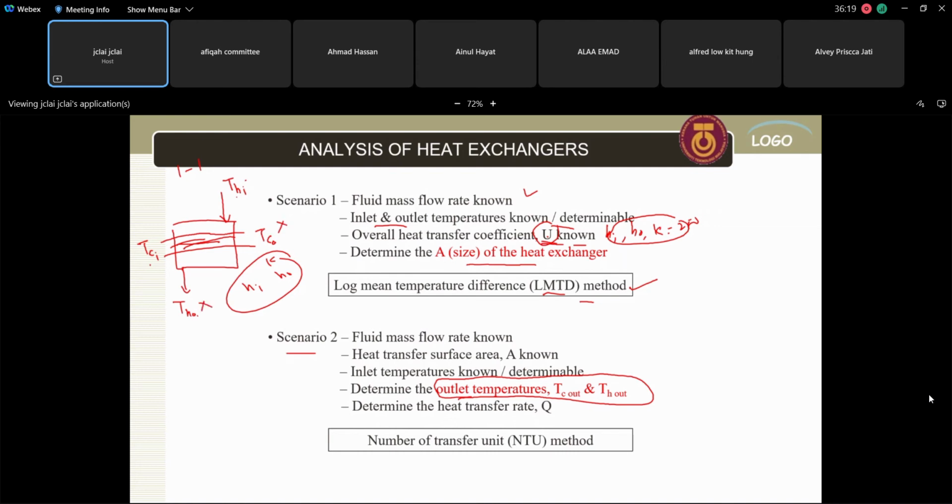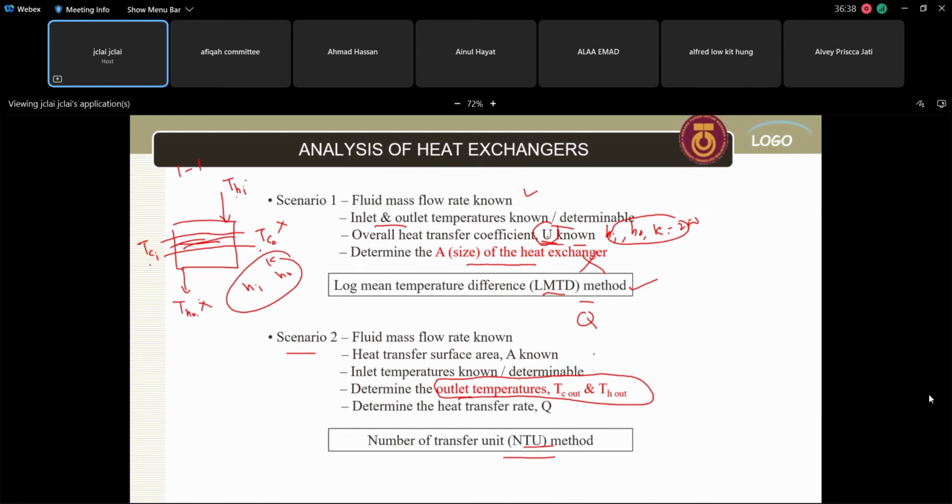Okay, because you cannot determine Q. You don't know the Q because both outlet temperatures are unknown. Okay, then in such a case, you have no choice. You cannot use the LMTD method anymore. You have to use the NTU method.